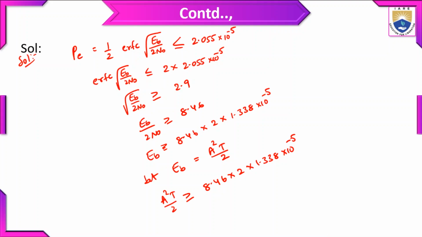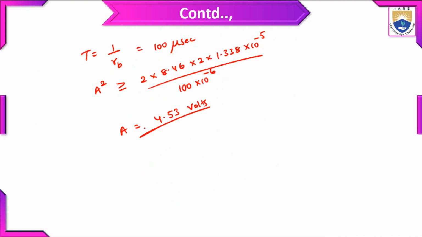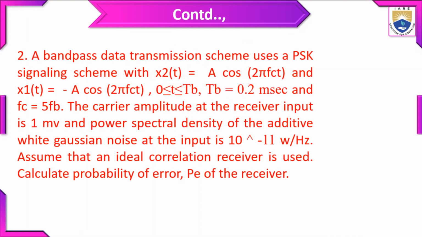Okay, so substitute all these values, and again we are using the required formula for solving this. So finally what do they ask? Amplitude. So the amplitude is nothing but 4.53 volts. Okay, so this is the first problem. Now coming to the second problem.